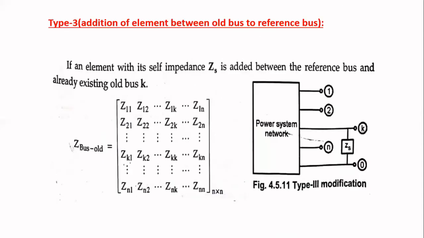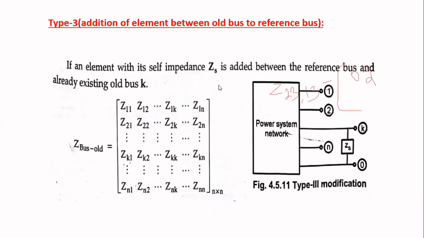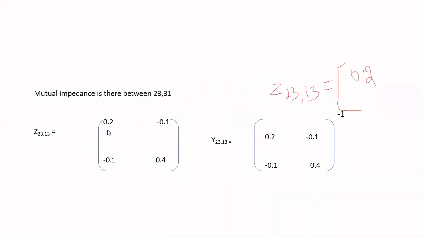Let us see what Z23 and Z13 are. First we observe Z32, Z23 and Z31. Then the Z23, Z13 matrix is equal to, what is the Z23 element value? That is 0.2. This is 0.2.